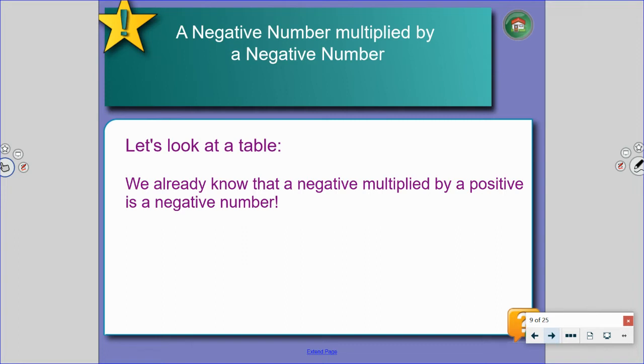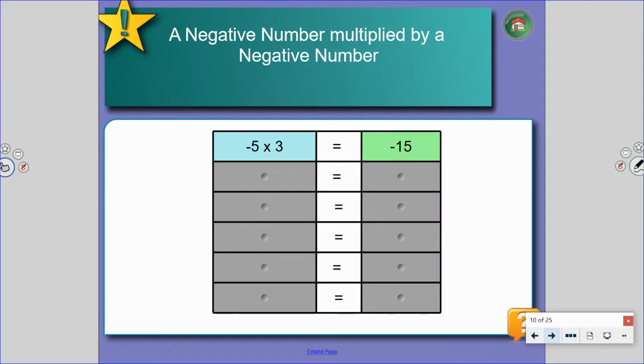Now, what happens though if both numbers are negative? For instance, a negative 3 times a negative 4, whatever the case might be. We already know that a negative times a positive is a negative. Let's continue the table. Think about negative 5 times 2, negative 10. Negative 5 times 1, a single time going down 5. And of course, anything times 0 is 0. But then what would negative 5 times negative 1 be? Pause the video if you need, look for the pattern and come up with a prediction.